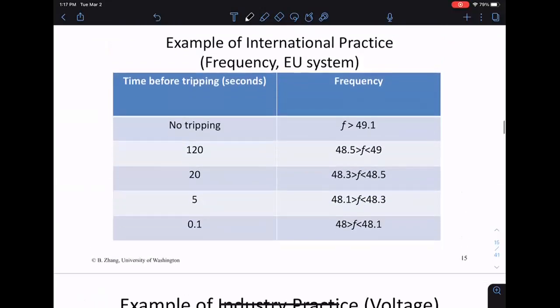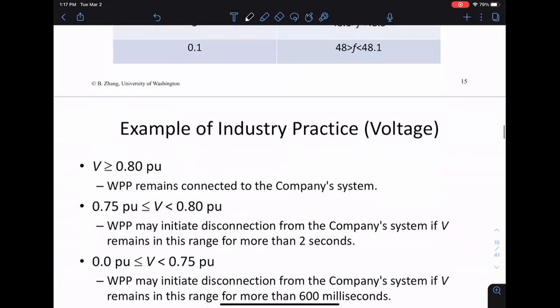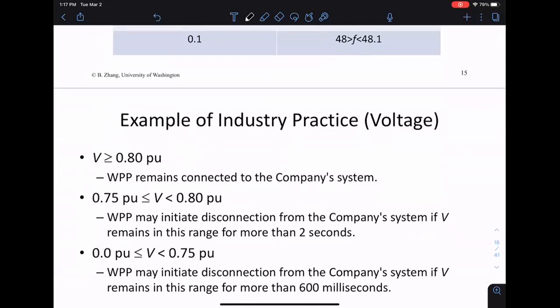So this is frequency. Then for voltage, we'll cover voltage in more detail in the rest of the class. I think now is a good time to take our break. So let's take the 10-minute break we have. We'll come back at 1:27, then we'll finish looking at voltage rises. So we'll take a 10-minute break.